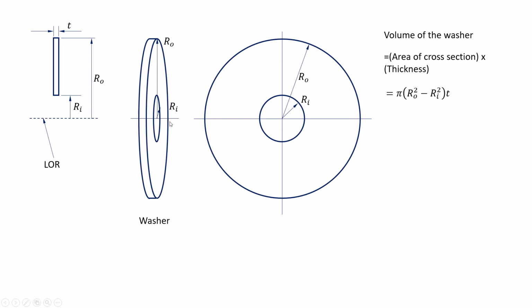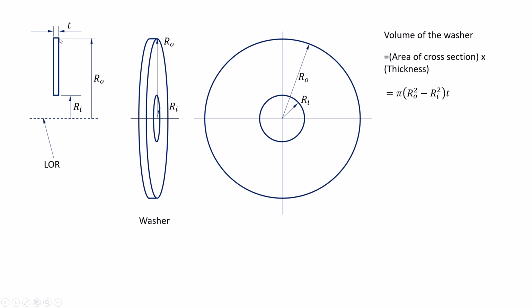But here, I want you to take a good look at this figure. Remember this figure and remember the formula for the volume of the washer and also exactly what R sub I and R sub O are and what T is. Okay, let me repeat that part. R sub I is the distance from the line of revolution to the closest point on the rectangle, whereas R sub O is the distance from the line of revolution to the farthest point on the rectangle.